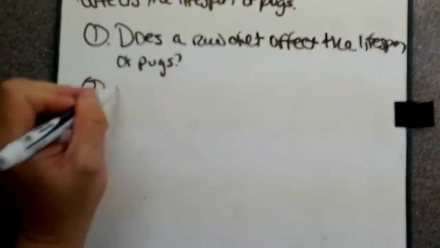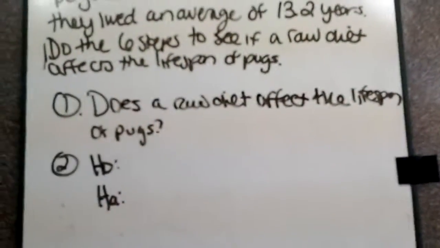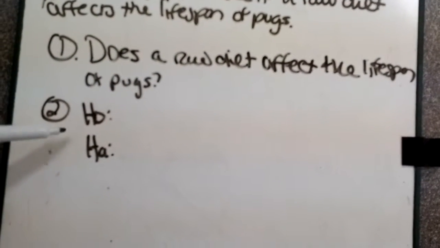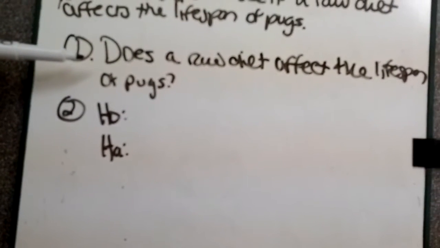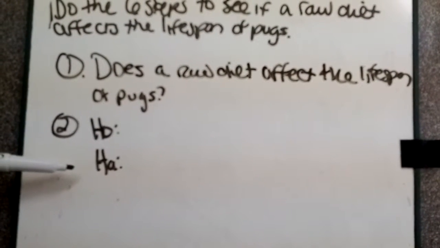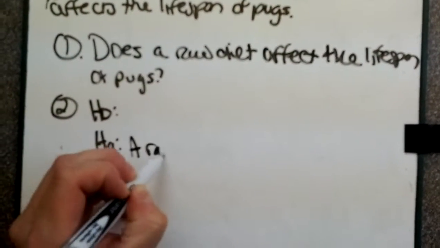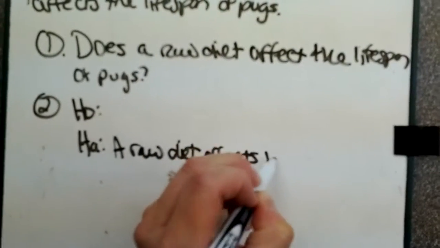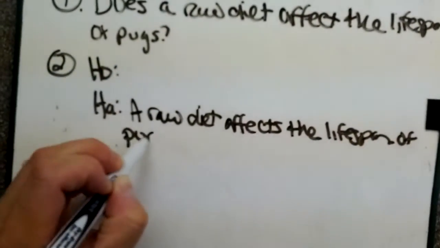So then our second step is to establish the null and alternative hypotheses. So we're going to do just like we've done in class, where we take this research question and we turn it into a statement for the alternative. So how can I make the question, does a raw diet affect the lifespan of pugs, into a statement for the alternative? So hopefully you were thinking of the sentence, a raw diet affects the lifespan of pugs.